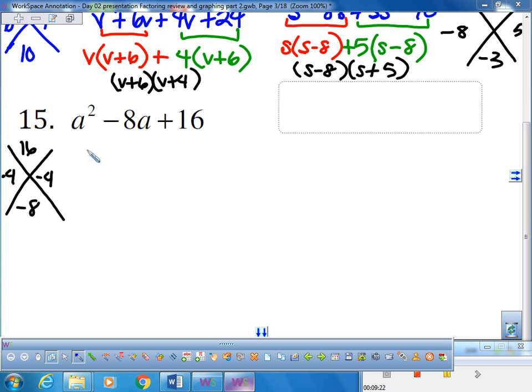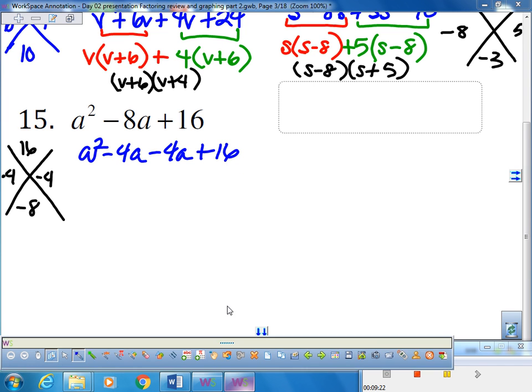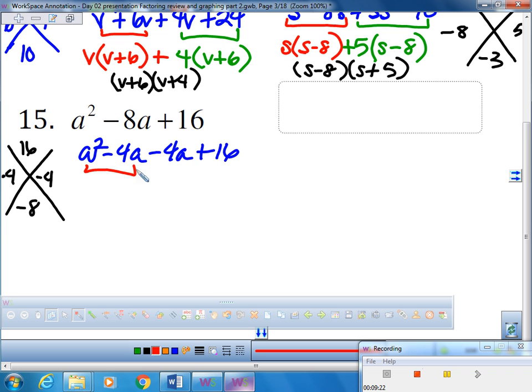Okay, so I have a squared minus 4a plus 16. I'm going to group these together, and they both have an a in common. So I'm going to take out an a, and then I have an a minus 4.